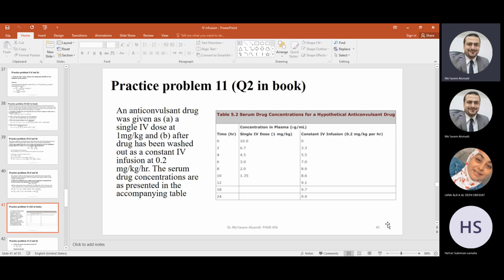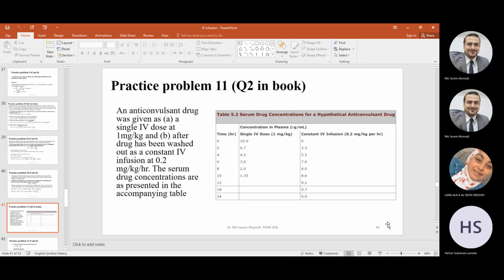What's example number 11? An anticonvulsant drug was given as a single IV bolus dose at 1 milligram per kilogram, and after that the drug has been washed out, and then the drug was given again as a constant IV infusion. The plasma drug concentrations are presented in the accompanying table. Now I want you to understand here that we have not given a loading IV bolus dose followed immediately by an IV infusion. The case here, we have given an IV bolus dose. We waited until we have complete washout of the drug. How many half-lives do we need to have complete washout? 1.32 elimination half-lives.